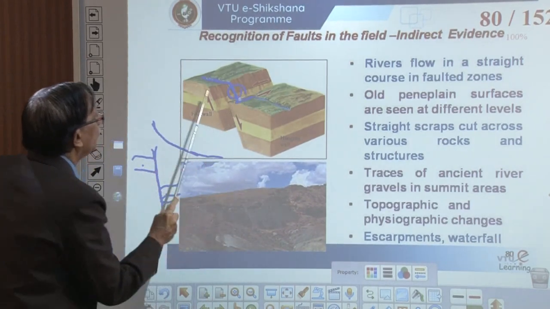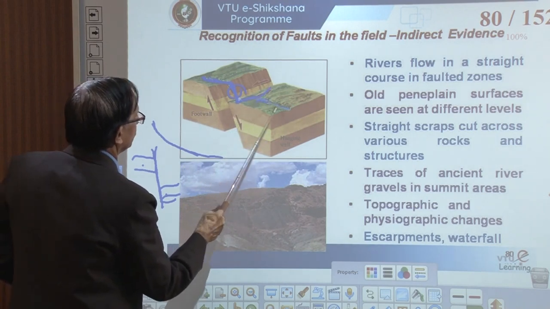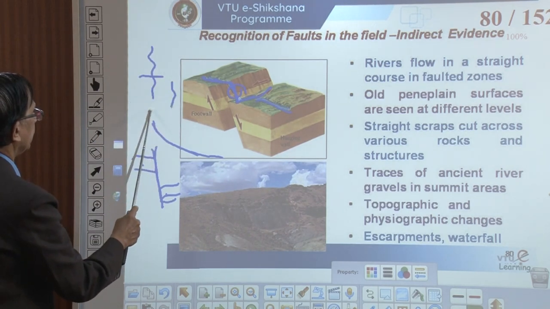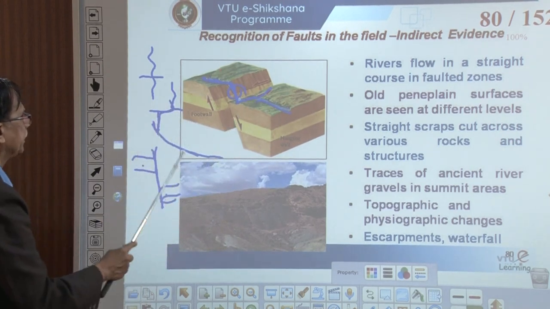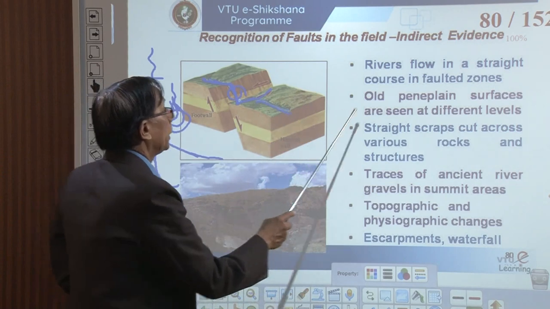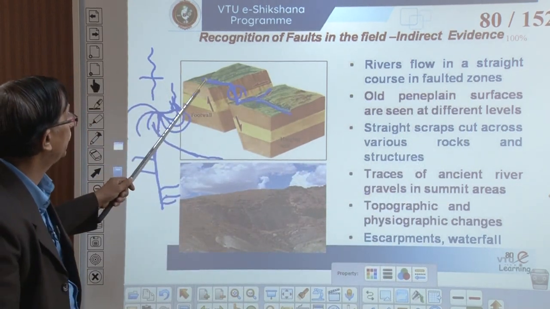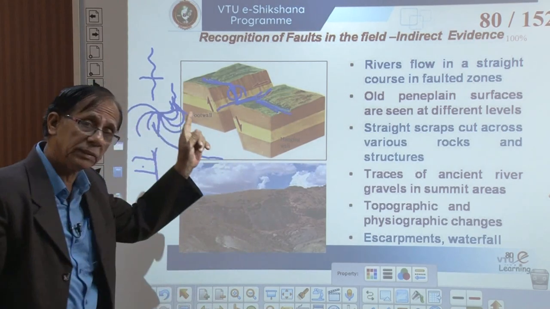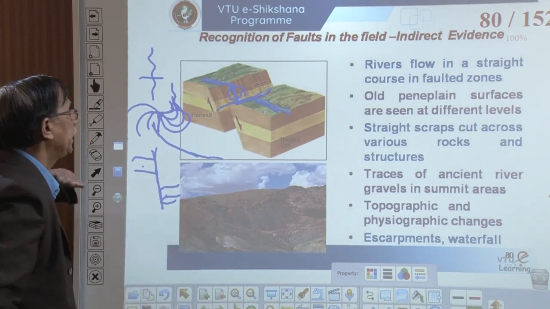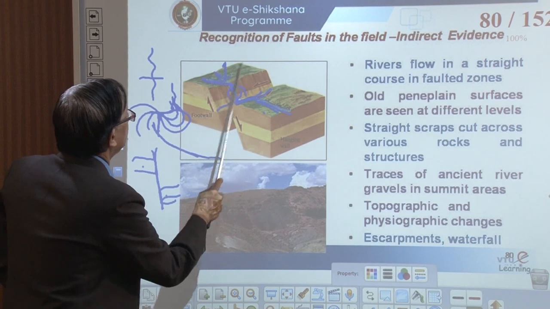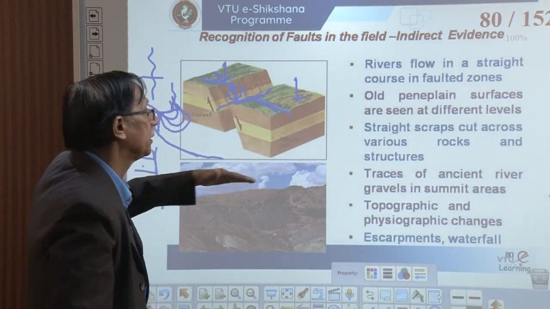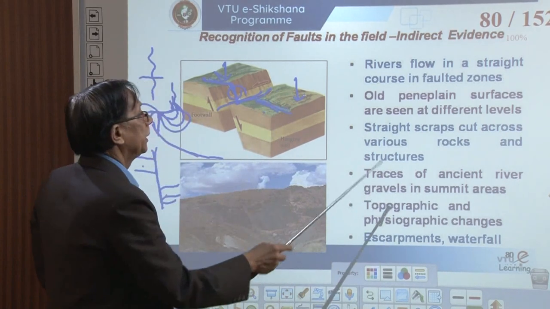Another one: if the block has moved, water moves down and flows like this. If there is faulting, a river flowing across the fault changes its direction. Here a meander can form later, cutting like this. These are all possible. Therefore a river flows in a straight path followed by a bend. In the first satellite image I showed, this is an indication of fault drainage. This is an old planation surface, plain land. If such surfaces are found at different levels, that is also an indication of a fault. Old planation surface, plain, level surface, erosion surface, at different levels.